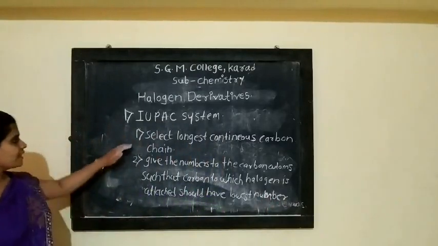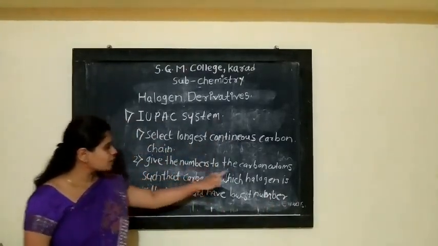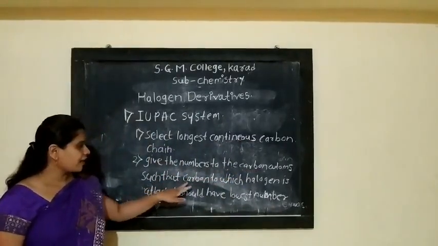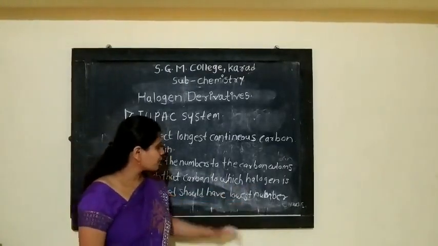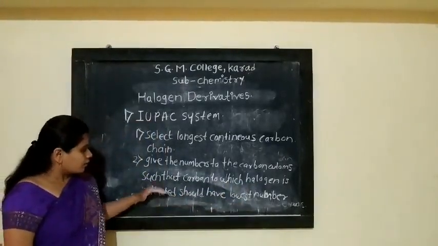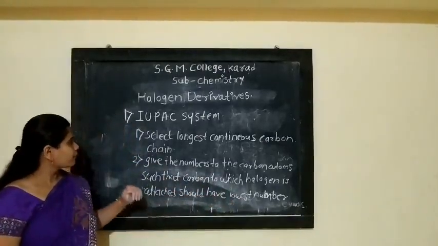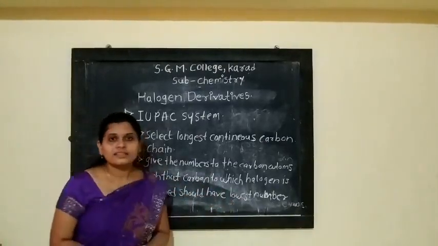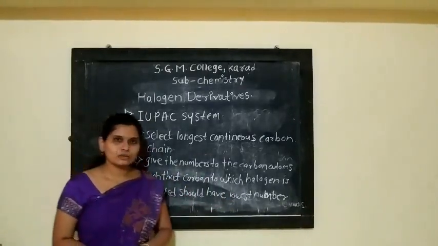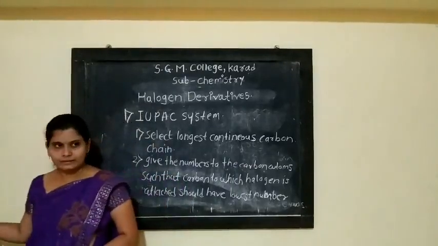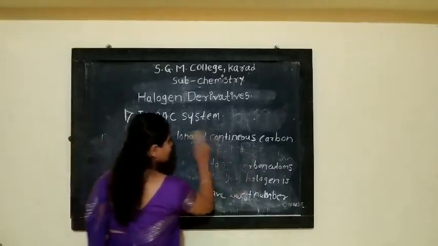First rule is to select the longest continuous carbon chain, and second is to give the numbers to the carbon atoms such that the carbon to which halogen is attached should have the lowest number. Means the carbon atom to which halogen is attached has the low number. And the third is to give the proper numbers to the substituents, if any, attached to that chain. Here we take some examples.